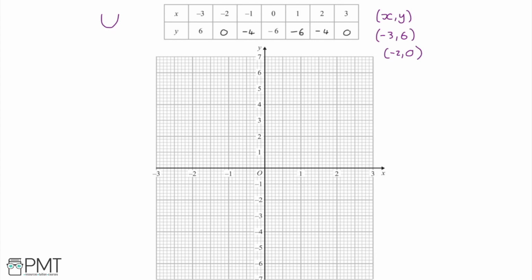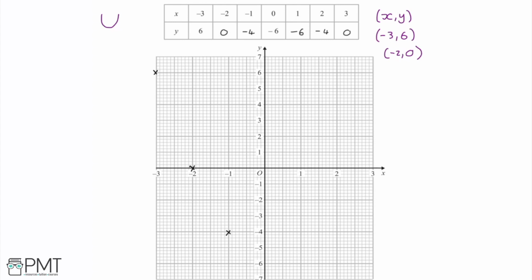So firstly here, if I start by plotting the first point, so -3, 6, I can plot that on the graph like so. Then -2, 0 is going to be at this point here. So I'm going to -2 on the x-axis, and then I'm going to 0 on the y-axis, which is just this point already. Similarly, -1, -4. So I take to -1 on the x-axis and then -4 on the y-axis to get the point here.